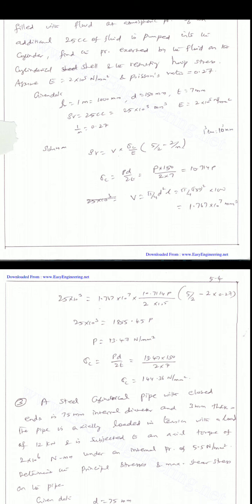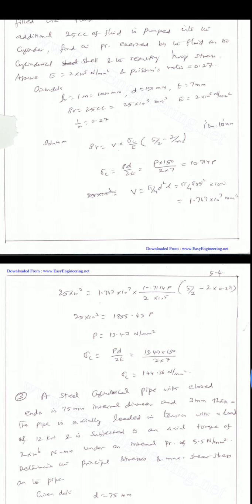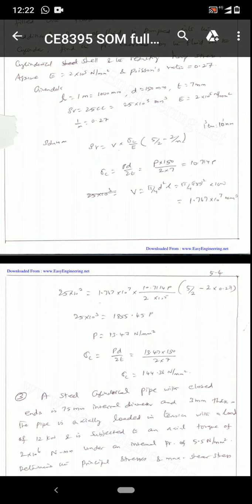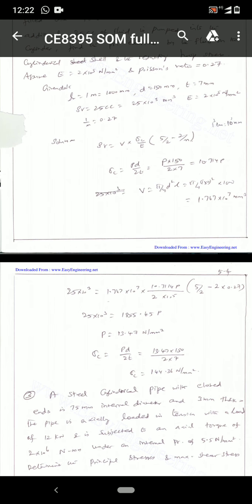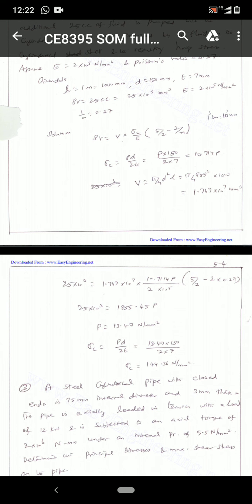Del V equal to 25 into 10 to the power 3 equal to 1.767 into 10 to the power 7 into sigma c, which we have already found out as 10.714 into p. So we substitute this value: 1.767 into 10 to the power 7 into 10.714 into p divided by 2 into 10 to the power 5 into 5 by 2 minus 2 into 2 by m, equal to 2 into 1 by m, 2 into 0.27. So based on this value we find the pressure value. For pressure, p equal to 13.47 newton per mm squared.